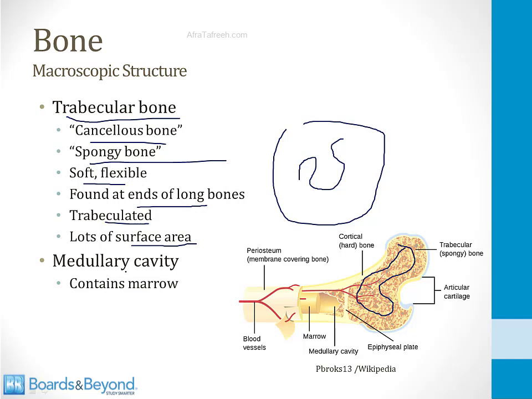And then finally, the medullary cavity, or the medulla of the bone, is the part of the bone that contains the marrow. It's usually found in the shaft of long bones.